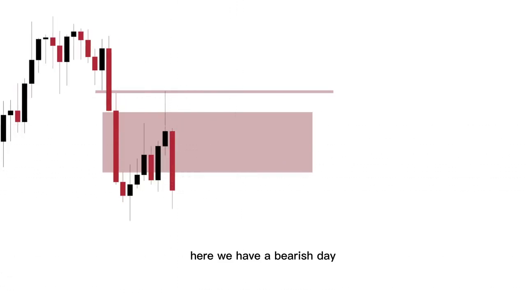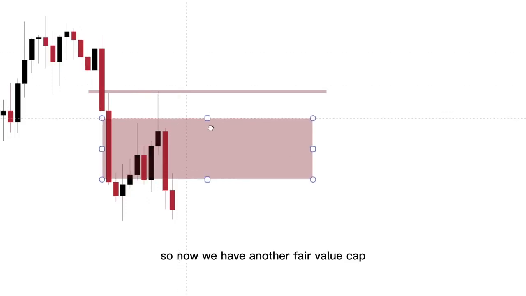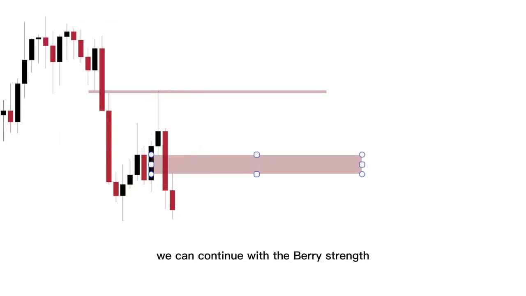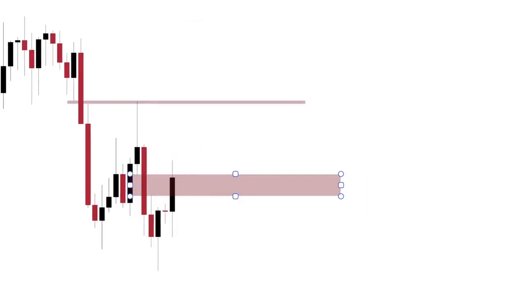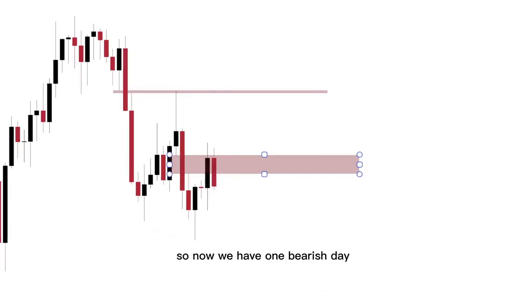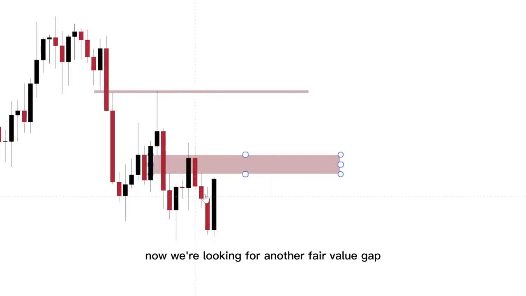Here we have a bearish day. We have another bearish day. So now we have another fair value gap. Once price closes this gap, we can continue with the bearish trend. Price closed the fair value gap. That means the next day is bearish, and probably the day after that to continue the trend. So now we have one bearish day, two bearish days, three. Now we're looking for another fair value gap.